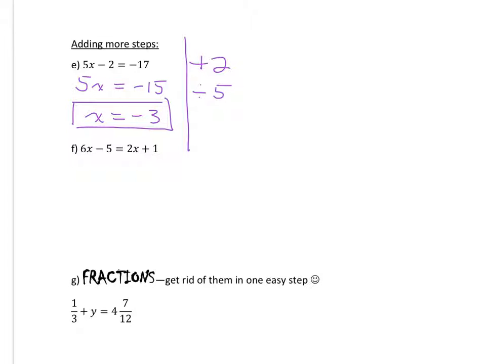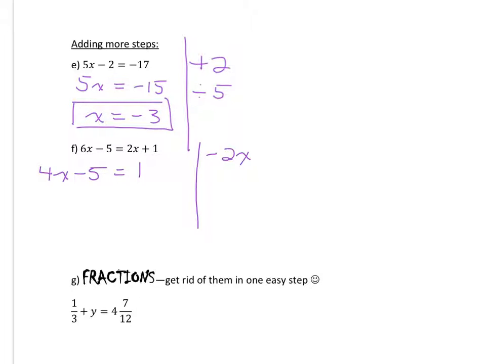If you look at question F, I have x's on both sides of the equation. I've got one on the left and I've got one on the right. So my first step might be to just get x by itself for a minute there on one side of the equation. So I could do that by just subtracting 2x from both sides of the equation. So I subtract 2x from the right side, I'm left with 1. If I subtract 2x from the left side, I'll have 4x minus 5.